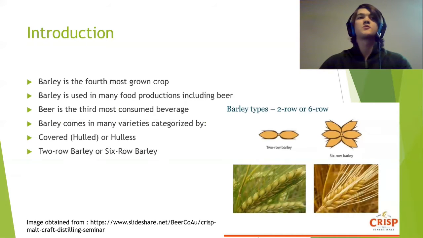First, barley is the fourth most grown crop. Barley is used in many food productions, including beer, bread, and fiber products. Beer is the third most consumed beverage, and this is why the research is important. Barley comes in many varieties, which can be categorized by covered, hulled, or hullless, and then two-row or six-row barley, which are depicted here and here.